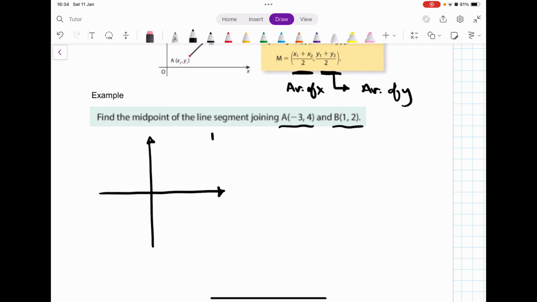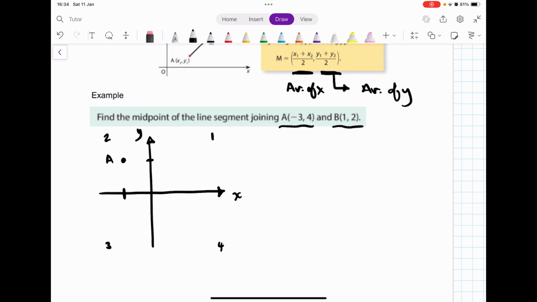So you have the first quadrant, the second quadrant, the third quadrant, and the fourth quadrant. The point A would be -3. This is the x-axis and this is the y-axis. -3 would be somewhere over here, and for 4, you would go up to 4. So the point A is somewhere here.